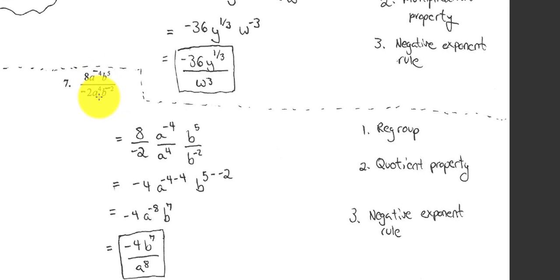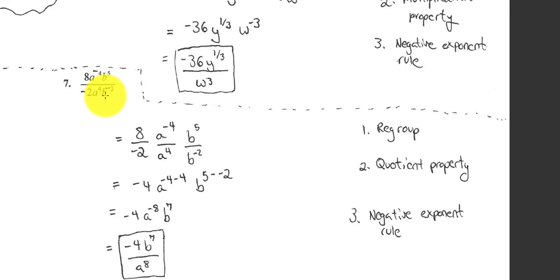A to the negative 4 over a to the 4, well, think of this as negative 4 minus 4, which becomes negative 8. And then we take the reciprocal to make the exponent positive, right? So a to the negative 8 is the same as 1 over a to the positive 8.